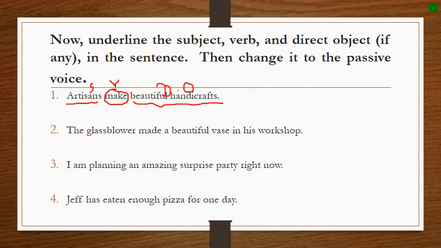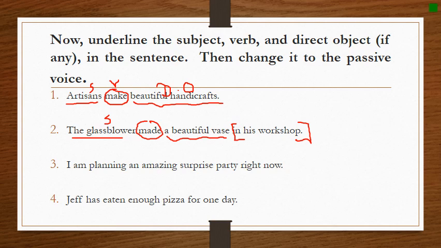The glass blower made a beautiful vase in his workshop. The glass blower made, what tense is that? He made what? First of all, a beautiful vase. In the workshop is, we call it a complement. Leave it till the end.